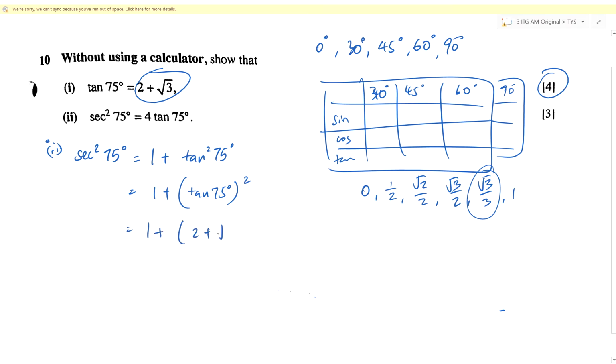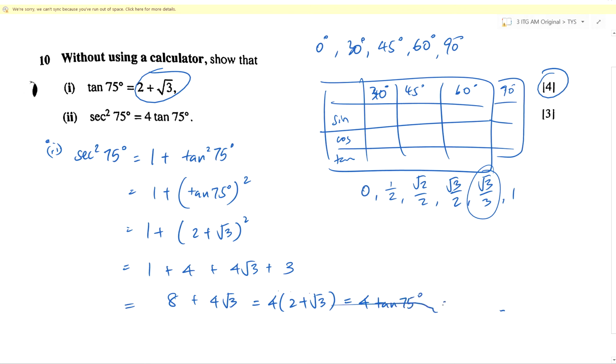1 plus 2 plus root 3, and we square this. 1 plus 2 square, 4 plus 4 root 3 plus 3. And we have 8 plus 4 root 3. Factorize out 4. 2 plus root 3. Now we see that secant square 75 degrees is 4 times of 2 plus root 3. This 2 plus root 3, is it familiar? Yes, it is our tangent 75. Replace this with tangent 75 degrees. Shown.